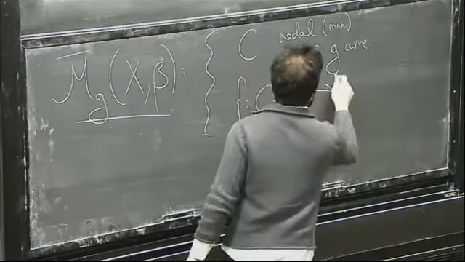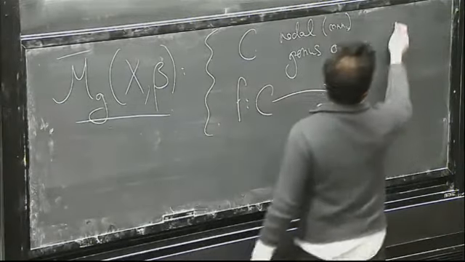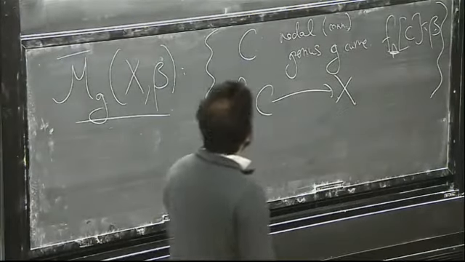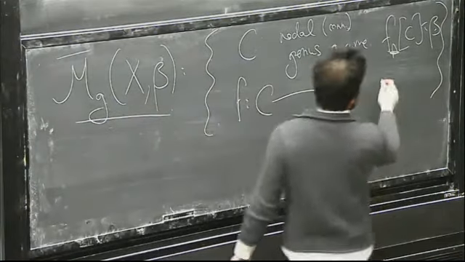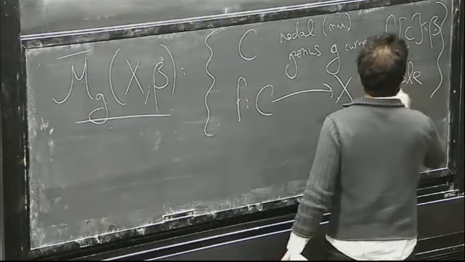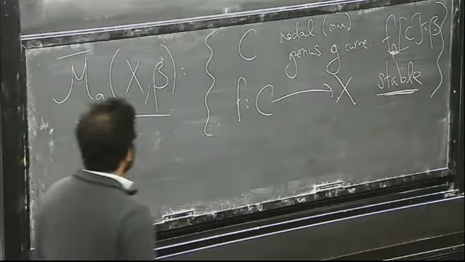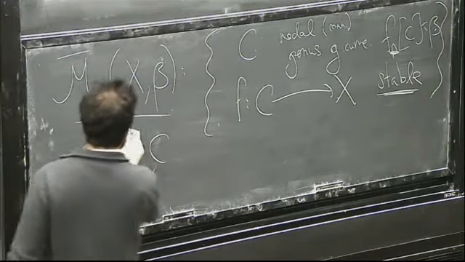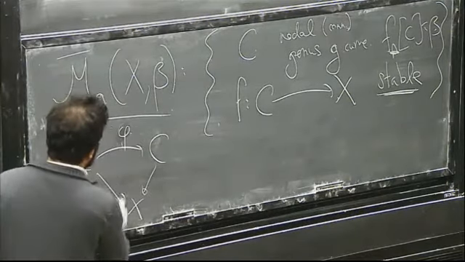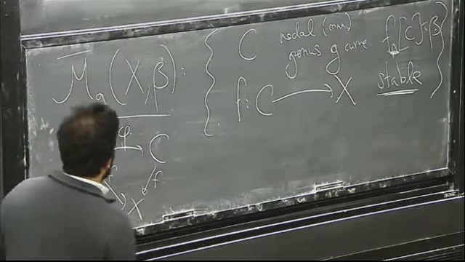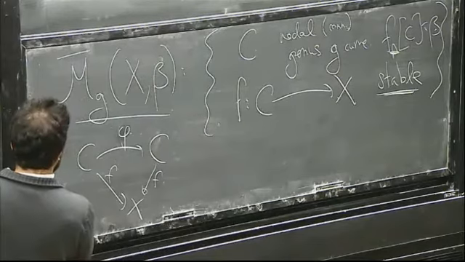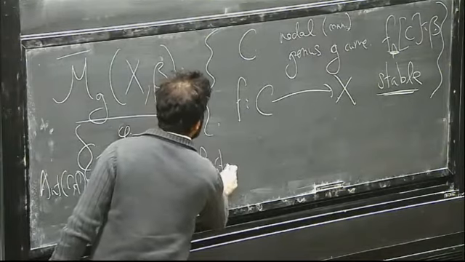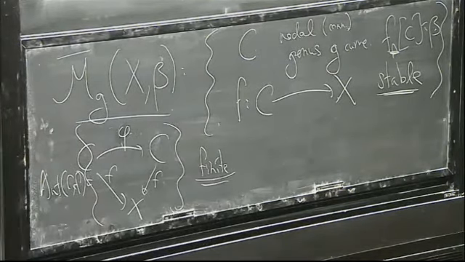There's going to be a map from my curve to X with this property on the fundamental class. And then I add this stability condition, which just means that if I look at the automorphism group, if I look for automorphisms of my curve that commute with the map, I just want there to be finitely many. I want this group to be finite.